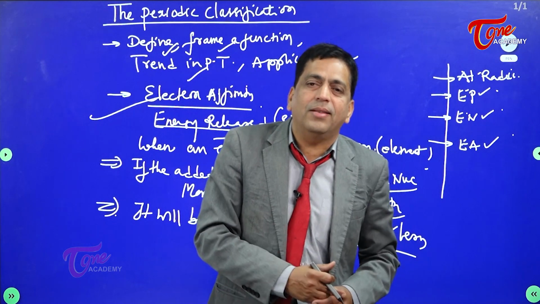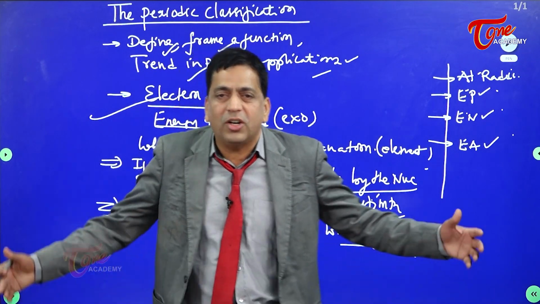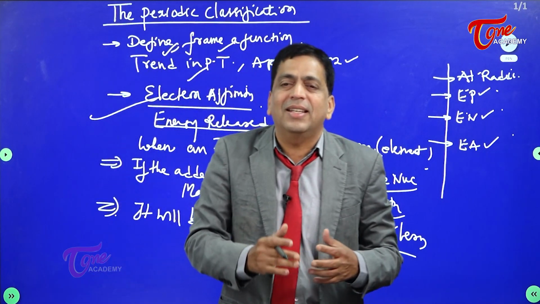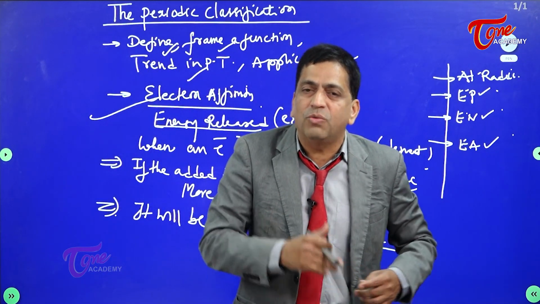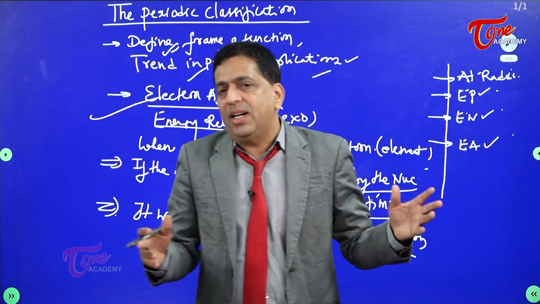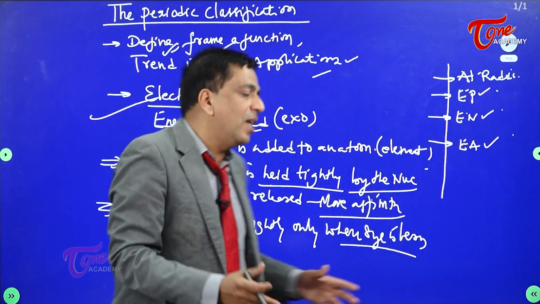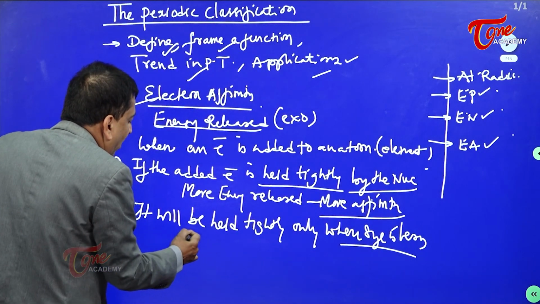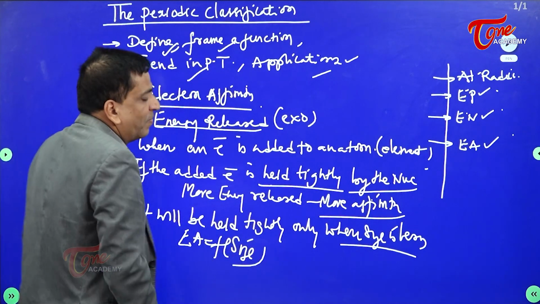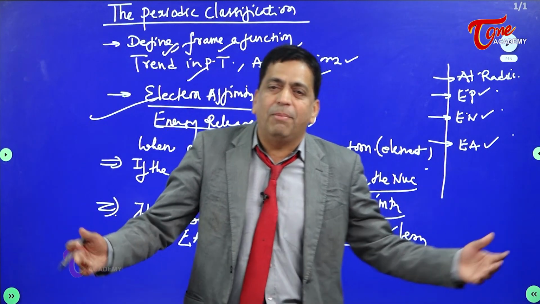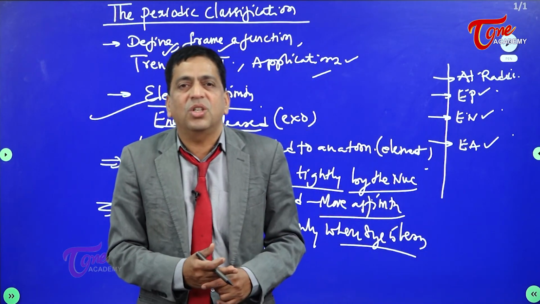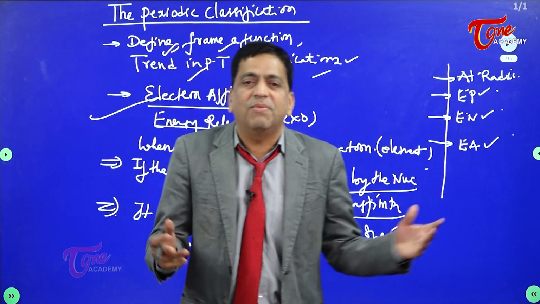The added electron is held very tightly by the nucleus when the atomic size is smaller, because the nuclear force of attraction would be greater, and the moment you add it, you are catching it. Then again we are boiling down to the same thing: electron affinity is a function of size. Remember, we were discussing n number of periodic properties, and everything is becoming a function of size.